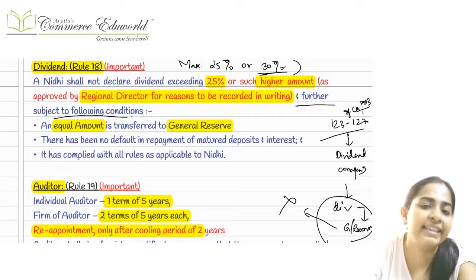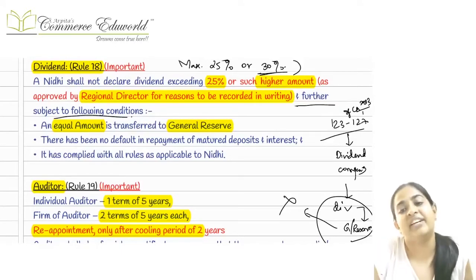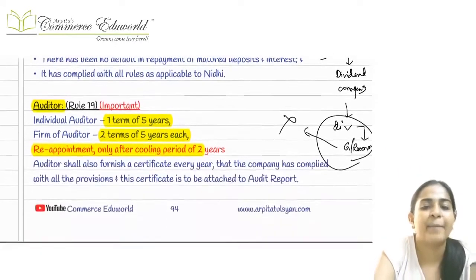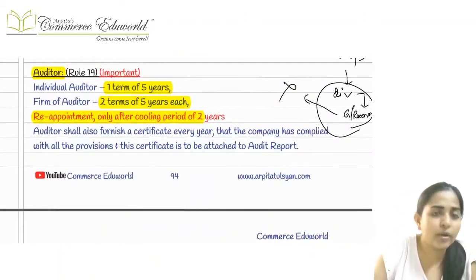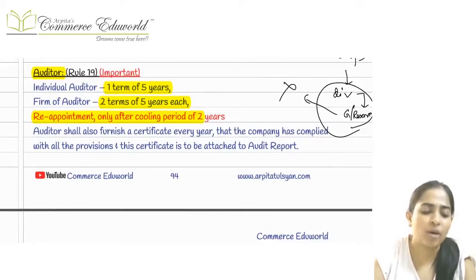Then and only then it can pay the dividend. Then and only then it can pay the dividend exceeding that particular percentage. Going on to the next point, which is talking about the auditors.